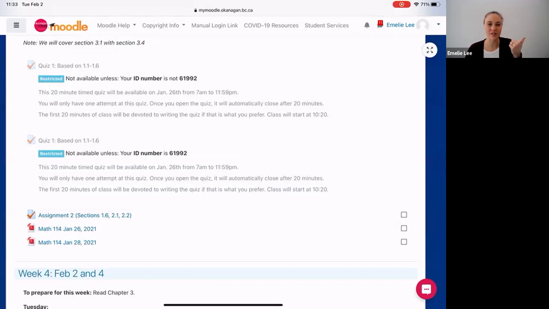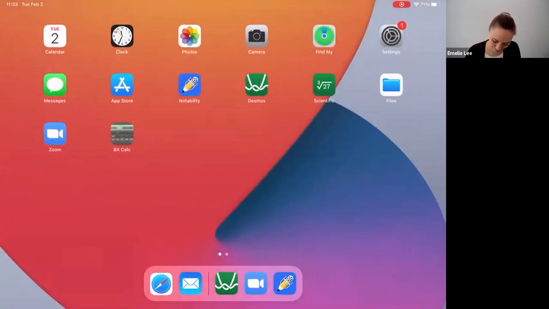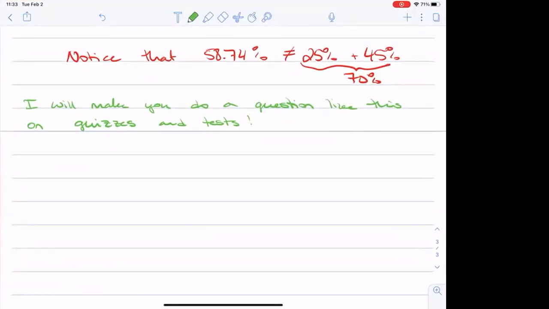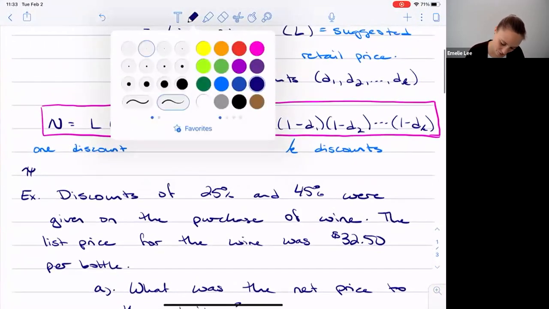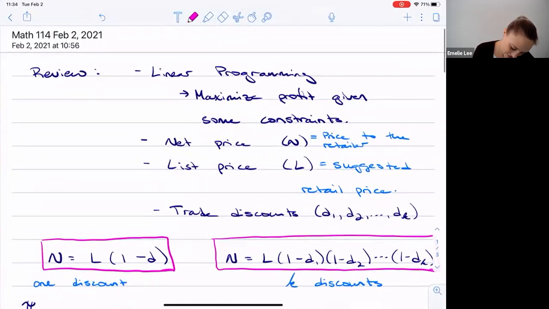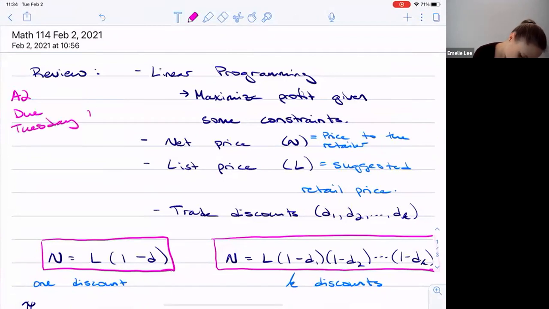Because it's sections 1.6, 2.1, and 2.2. Okay, thank you for mentioning that, and I will put it up here. Assignment 2 is due Tuesday, February 9th. Try to do it before then, but I don't know.